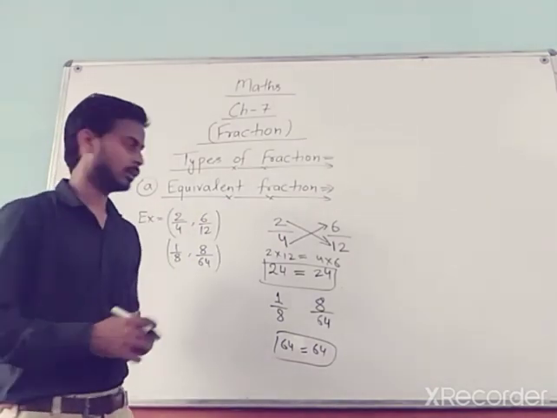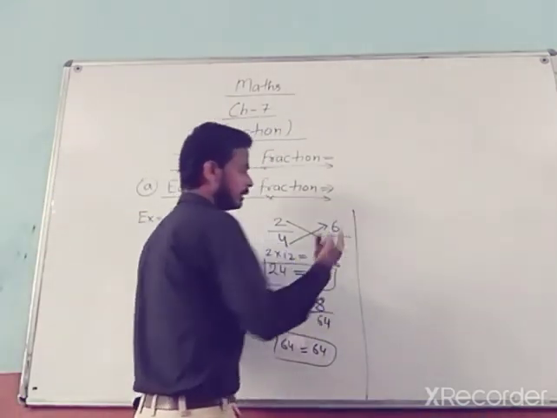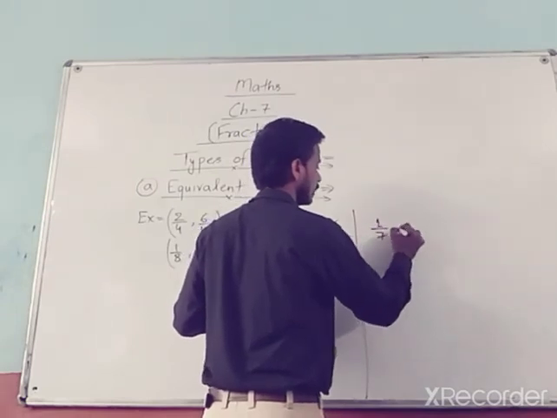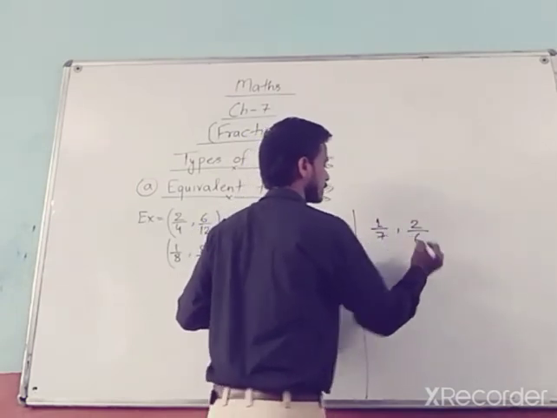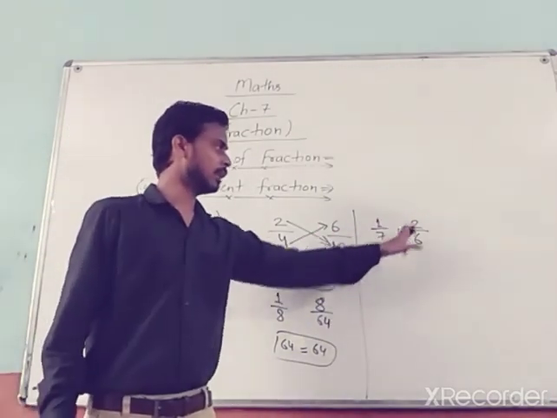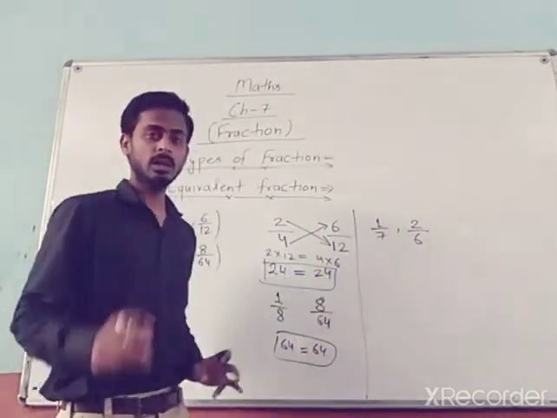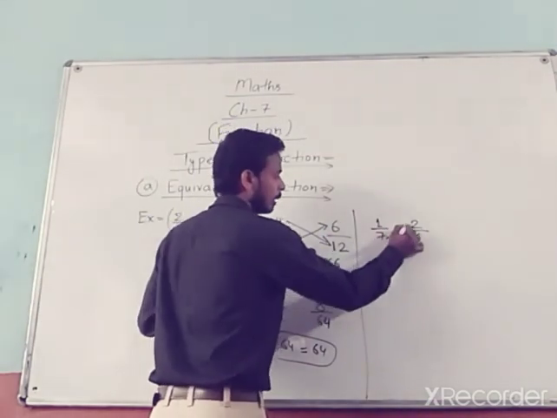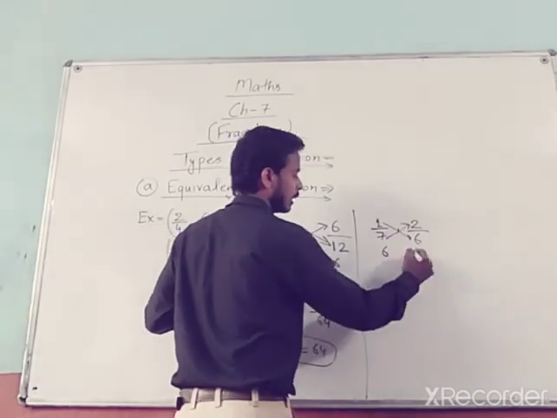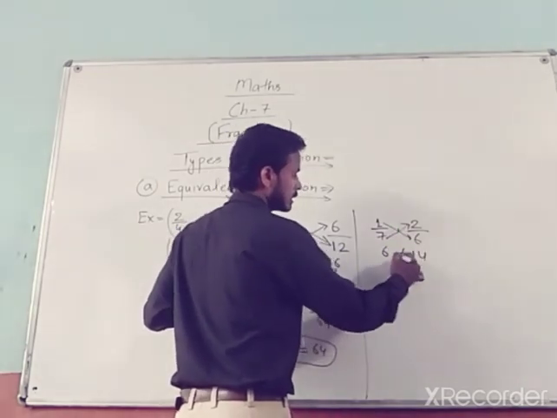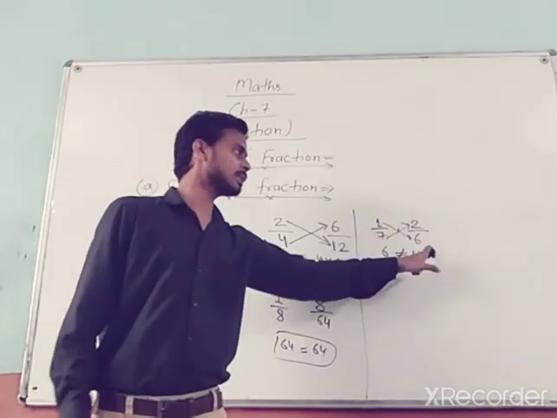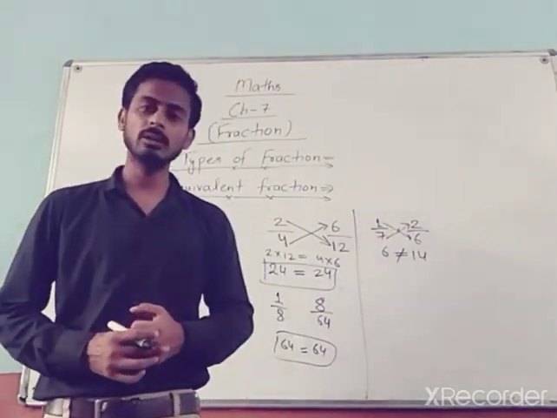Clear? See, check whether these fractions are equivalent or not. 1 by 7, 2 by 6. See, 1 by 7 and 2 by 6 are equivalent or not? Again same procedure, multiply these two and this. 6 1s are 6, 7 2s are 14. 6 is not equal to 14. It means 1 by 7 and 2 by 6 is not equivalent fraction.